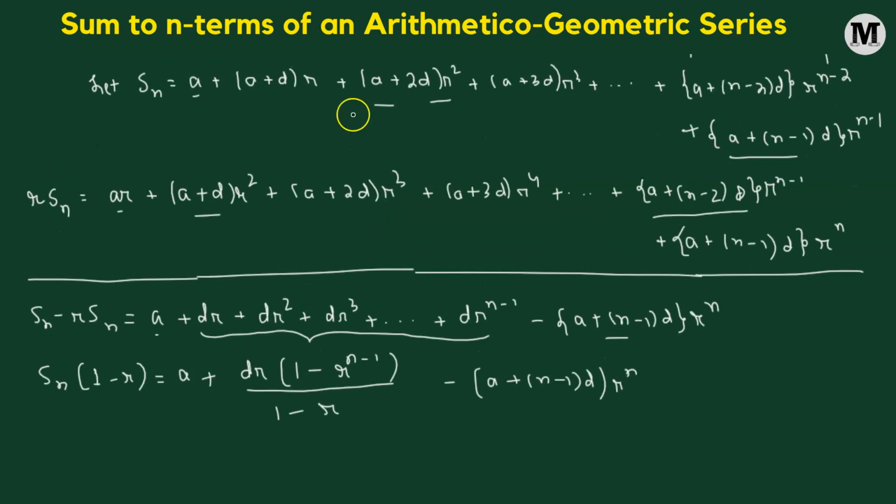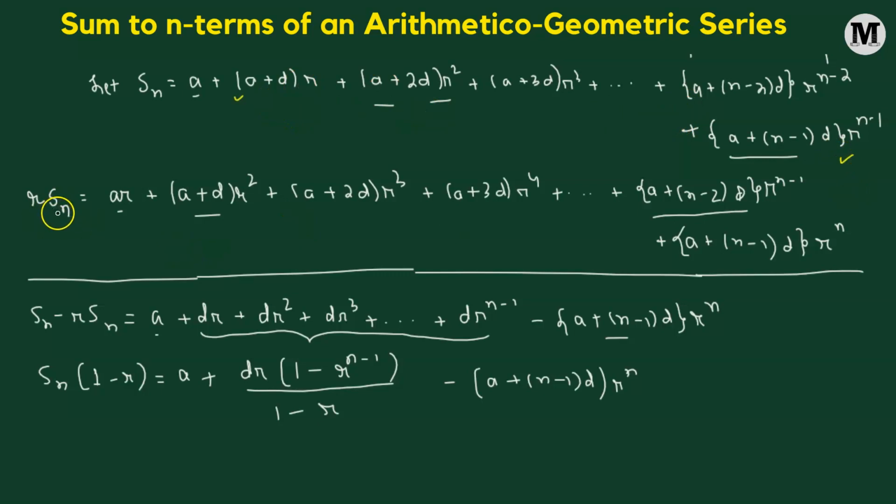So here, while writing Sn, we considered the first term to be a and the last term to be a plus n minus 1 times d multiplied to r raised to the power of n minus 1. So there are a total of n terms. Now, excluding the first term, we consider the second term through the last term. So that means there are in total n minus 1 terms from the second term to the last term.